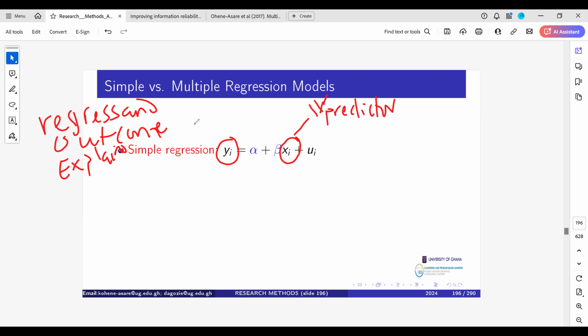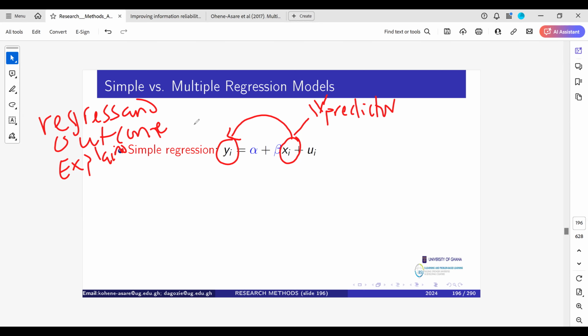If the dependent variable is explained, the independent variable is explanatory. Now, because the independent variable here is just 1, this is a simple regression. If it's more than 1, it's multiple regression. Now, this independent variable is the one that is influencing the behavior of the dependent variable. So X is behaving in a certain way, and each time X behaves, Y behaves in a certain way.